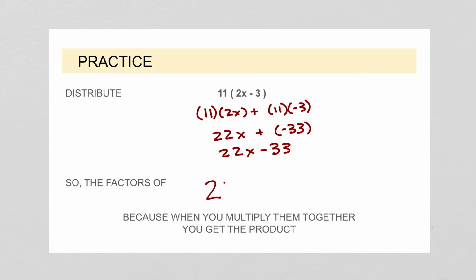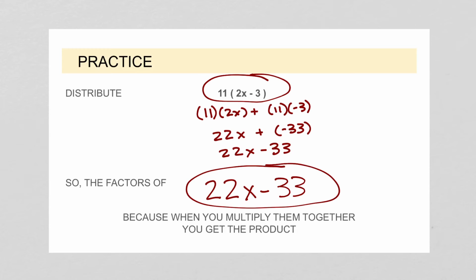I can say that 22x minus 33. So the factors of 22x minus 33 are this thing right here, because when I multiplied them together, I got this product. And remember, this is just a side note.